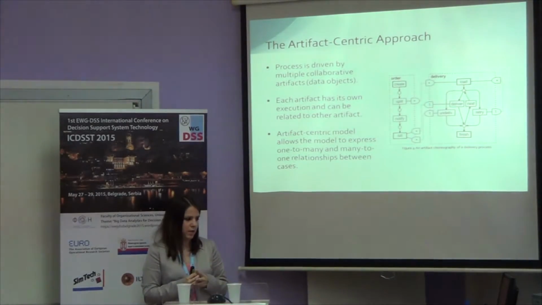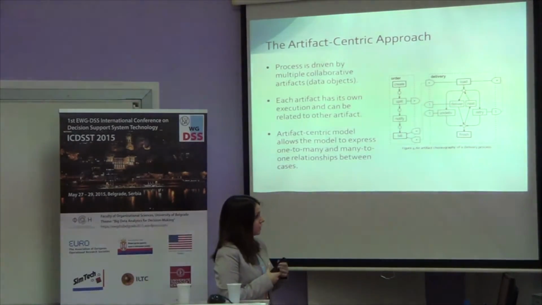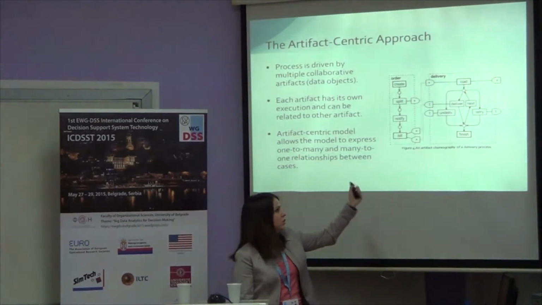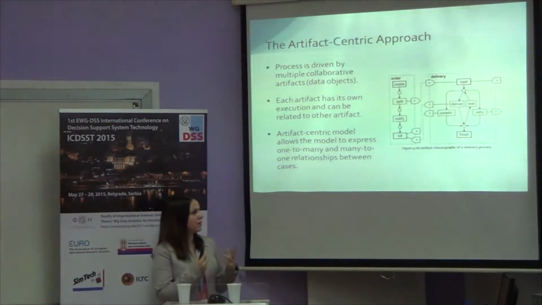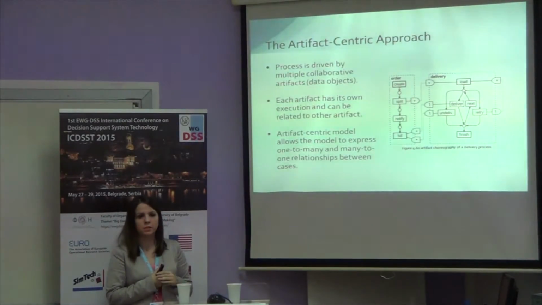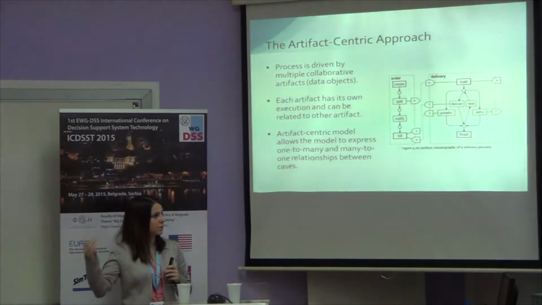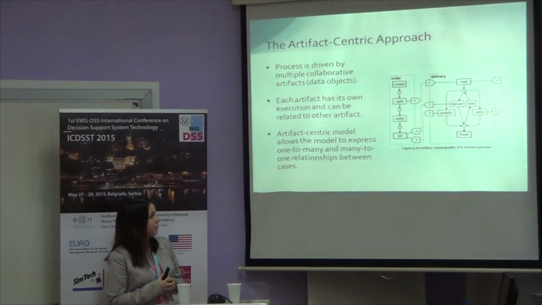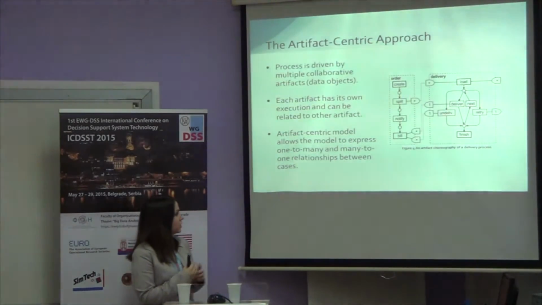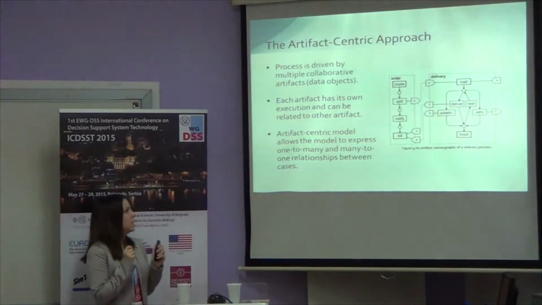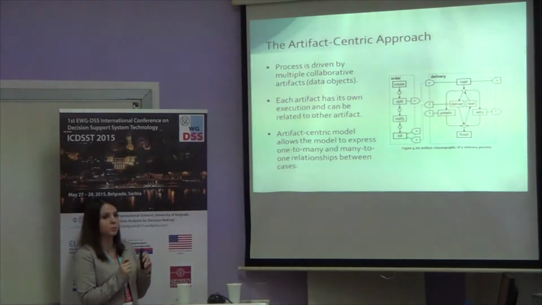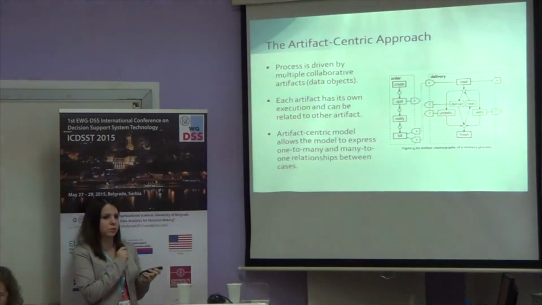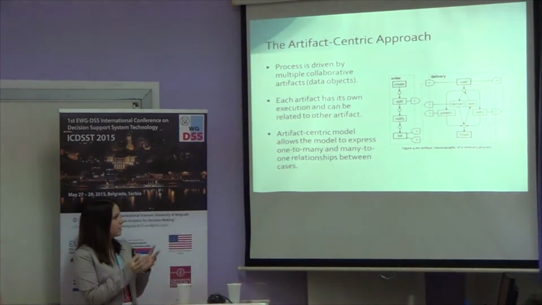...own execution and can be related to another artifact that we can see in this picture. This is just one example of artifact choreography of a delivery process where an order is split into multiple deliveries, and the states of delivery are presented on the diagram. So the artifact-centered model allows us to express this one-to-many and many-to-one relationship between cases, which was a problem with traditional log extraction. So now we can express one-to-many and many-to-one relationships.